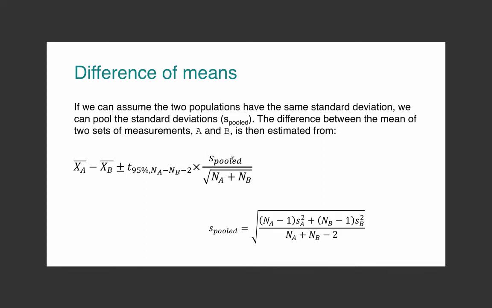Okay, so S pooled is simply essentially combining the two standard deviations of the two different samples using this formula. Then the difference between the means of the two sets of measurements A and B is estimated from this. This is the 95% confidence level. The degrees of freedom for this t-value should be NA plus NB minus 2, not NA minus NB, so it's a typo: NA plus NB minus 2.